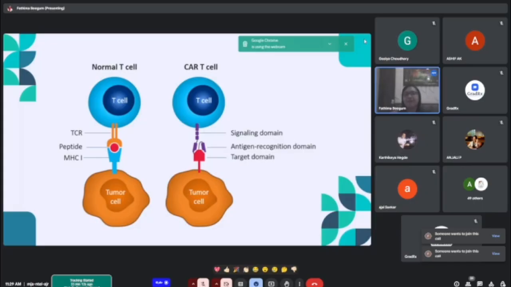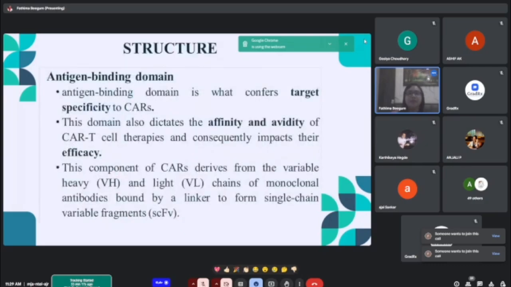targeting the tumor cells. So this first structure, the antigen binding domain, always gives specificity to our task. It helps the affinity, the ability to bind towards T cells, and the avidity, that is the stable complex formation, and efficacy, the ability to produce the response to the tumor cells. All are because of this antigen binding domain.